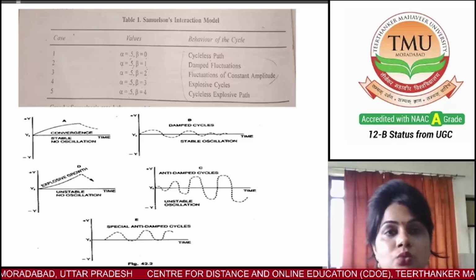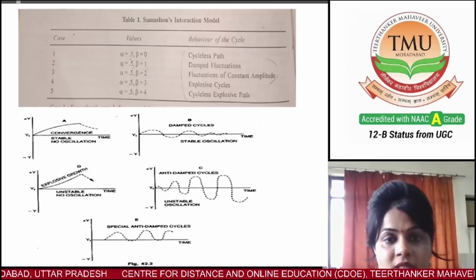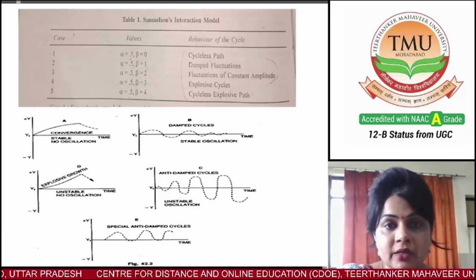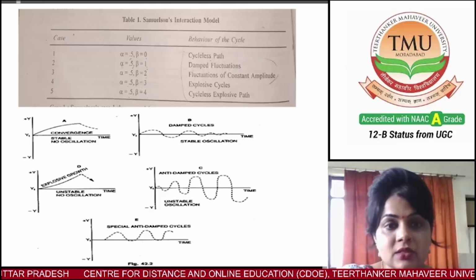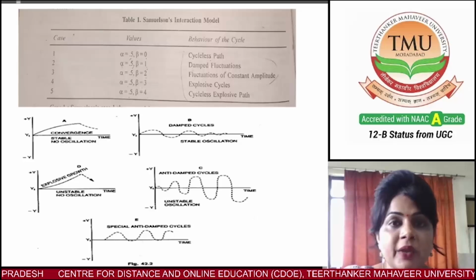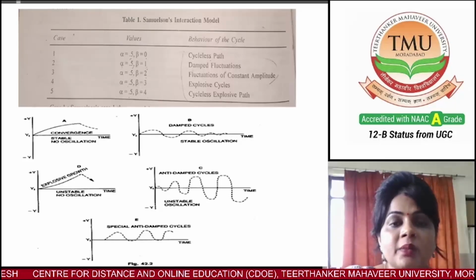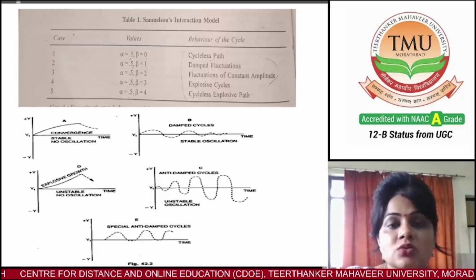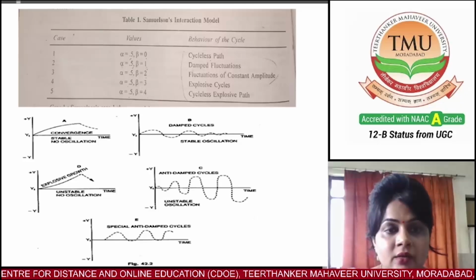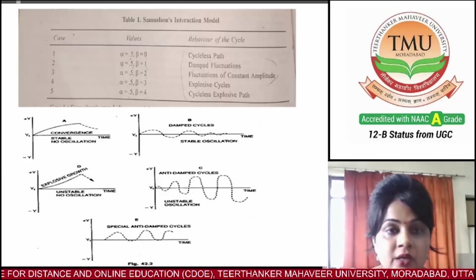Case 2 shows a damped cycle. It's a damped cyclical path fluctuating around the static level and gradually subsiding to that level, as shown in figure B. In this case, the multiplier effect and the accelerator effect are both playing. And case 3, a cycle of constant amplitude.